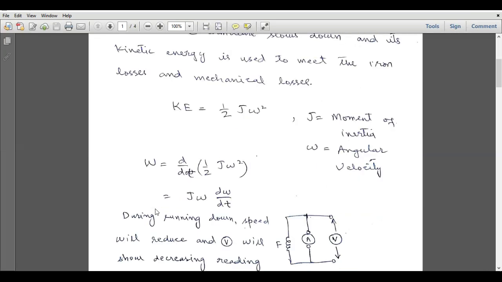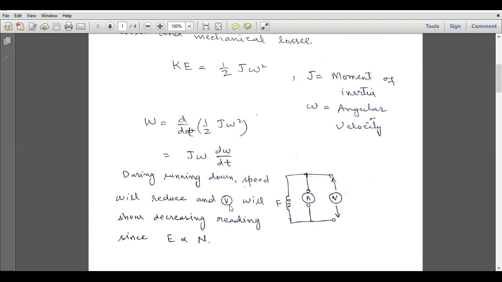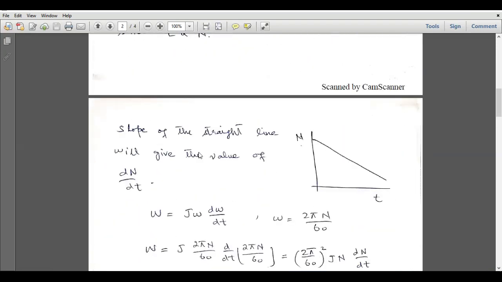So the losses in this case will be equal to the time rate of change of this kinetic energy. These are the power losses, and power is defined as the rate of change of energy or work. So W will be equal to d by dt of half J omega square, and that is equal to J omega d omega over dt. During running down, speed will reduce and V will show a decreasing reading since E is proportional to N. So this is J omega d omega over dt, and we can translate this angular velocity to RPM, capital N, right?